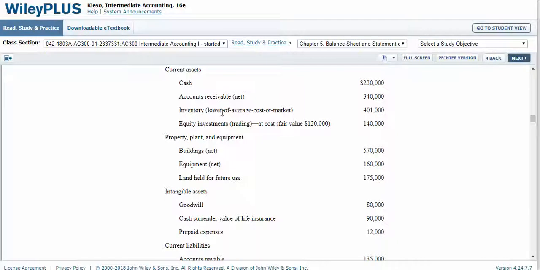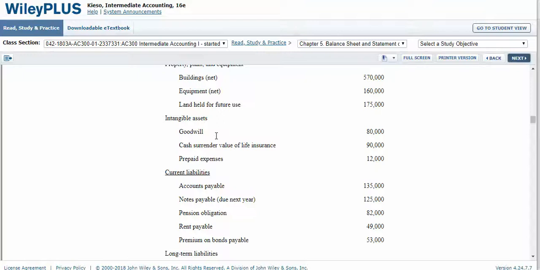Okay, so then we have the next one, which is inventory. All right, and inventory is correct. So inventory is a current asset. Any asset that we expect to convert to cash or to be used within a year would be a current asset. But there's another asset that we have.